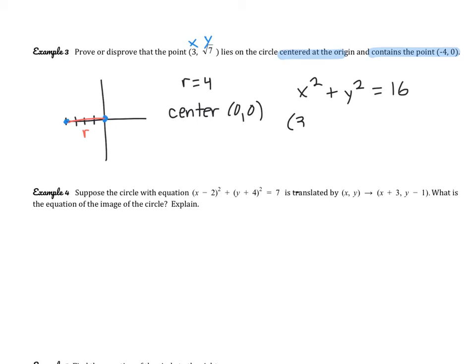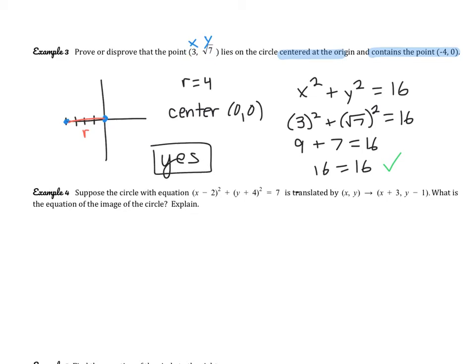So here we substitute x with 3, and we substitute square root of 7 for y, and we're going to see if this is true. So 3 squared is 9, square root of 7 squared is 7, and we see that we actually get 16 equals 16. So that proves that the point (3, root 7) is on our circle. So again, to recap, we have to use the information we're given to make the equation of our circle, and then we can test to see if any point lies on the circle by substituting the x and y values and seeing if it makes a true statement.